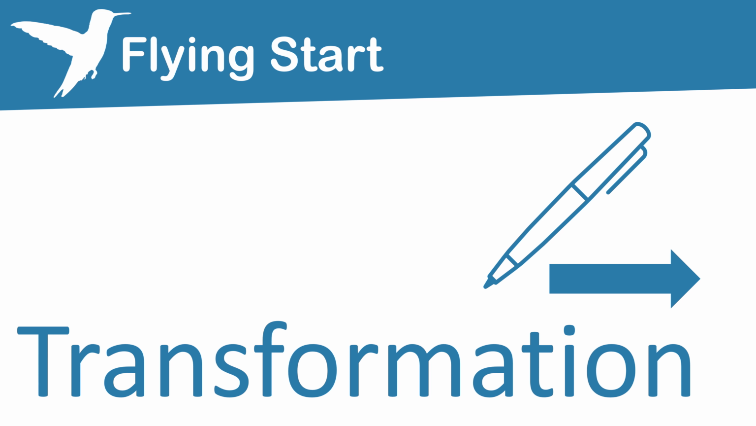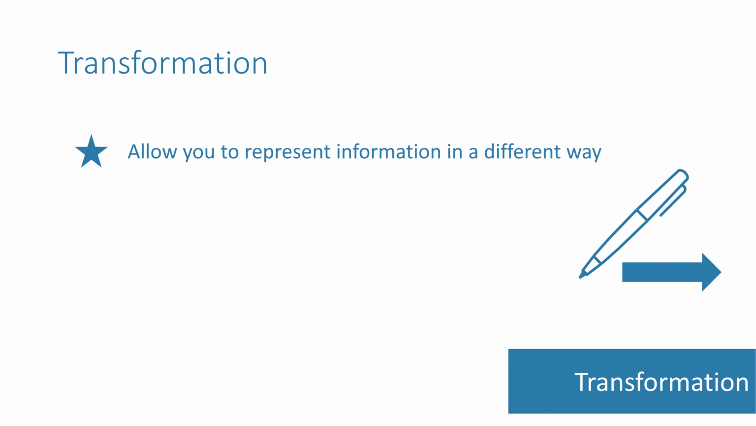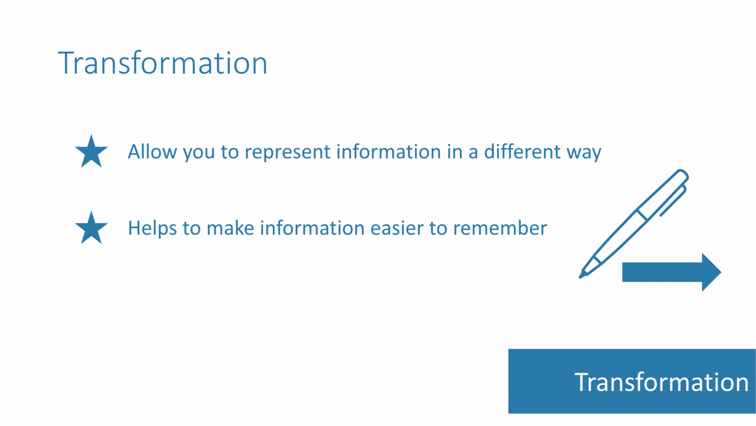In this Flying Start video, we'll be looking at a revision technique called transformation. A transformation is when you take information and you adapt it into a new format. It's a great technique as you're engaging with the information to represent it in a different way, and this will help you to retain and recall that information. It's also a really good higher order thinking skill to be able to adapt information successfully into a new format, and it demonstrates a really good understanding.